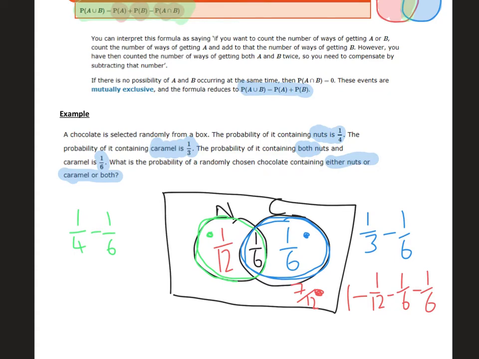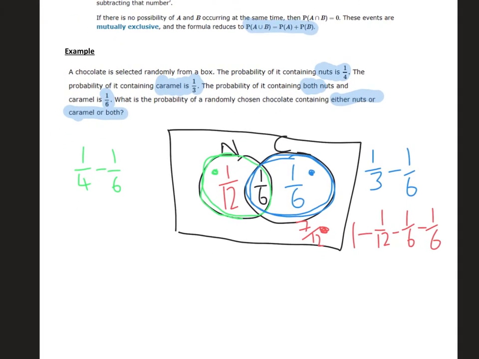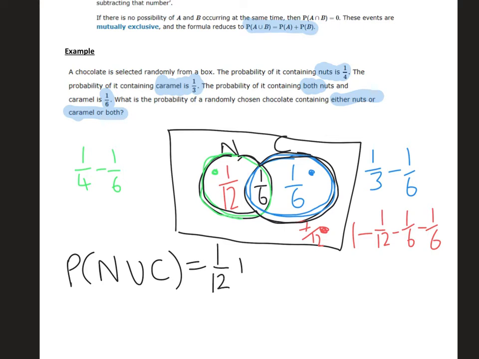Okay, so now we can have a go at answering the question. What was the probability of it containing nuts or caramel or both? So that's asking for the probability of nuts or caramel, so everything that's inside the two circles, so that's 1/12 plus 1/6 plus 1/6. So 1/12 plus 1/6 plus 1/6, which gives me 5/12.